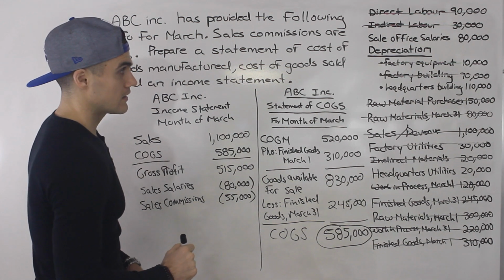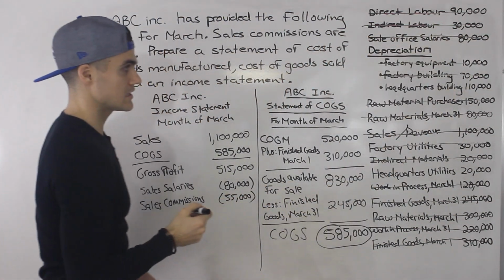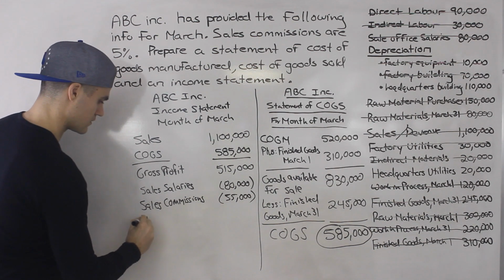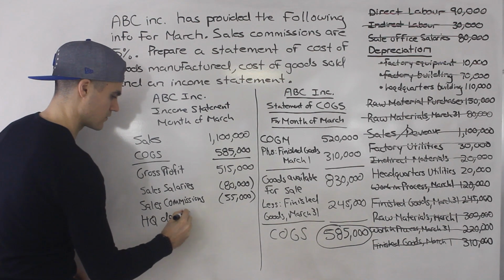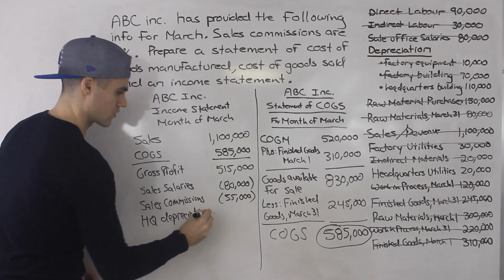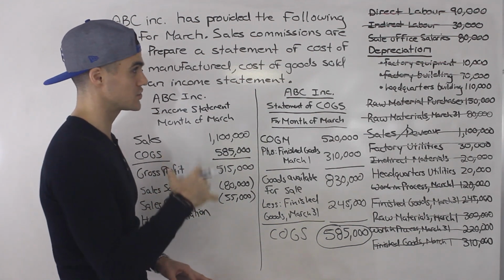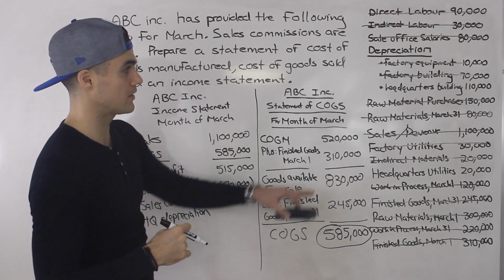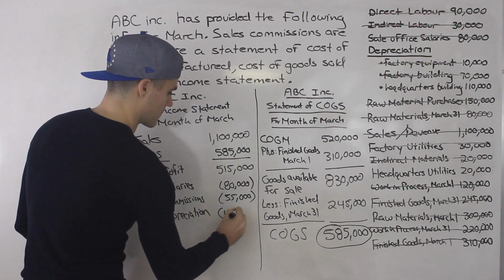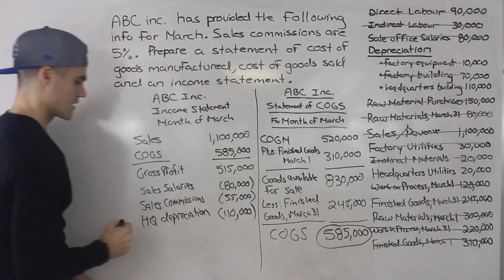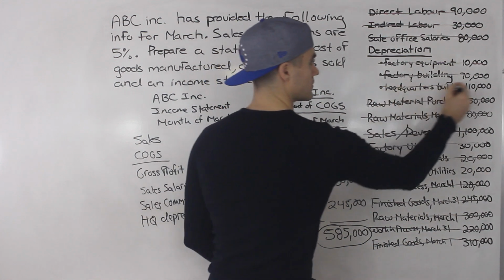And then there is, so we dealt with that. Then there's the headquarters, let's call it HQ, depreciation. Right, so that's not factory, that's headquarters. Again, that's a period cost. Mentioned that before as well in the period versus product cost video. That's $110,000. And then last item remaining, so we dealt with that.